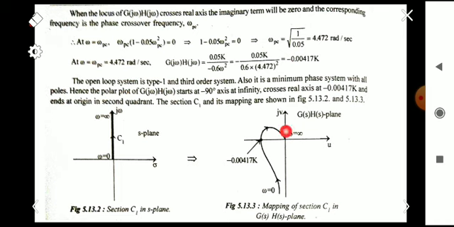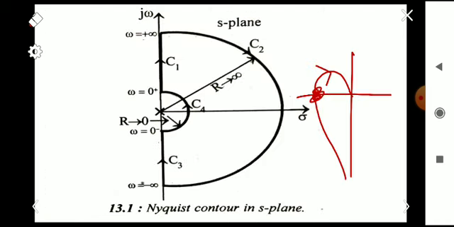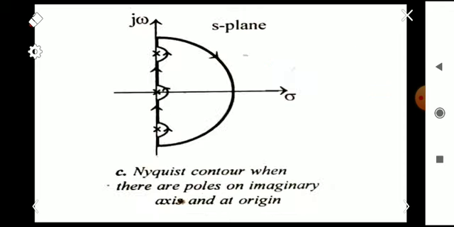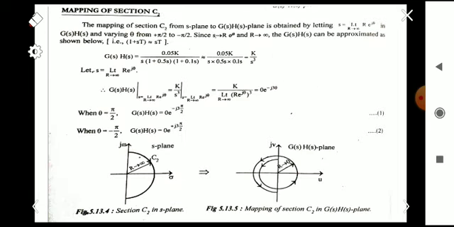After that we have to map the section C2. Here the section C2 is from plus infinity to minus infinity. If you are talking about the angle, C2 will change from plus 90 degrees, plus pi by 2, to 0, then minus pi by 2. That is, it changes from plus pi by 2 to minus pi by 2 in terms of angle. So, the mapping of section C2.